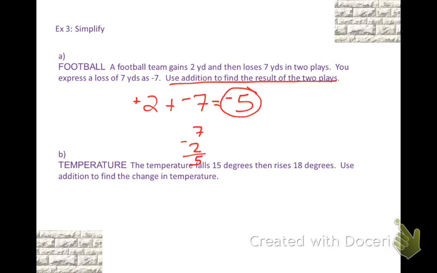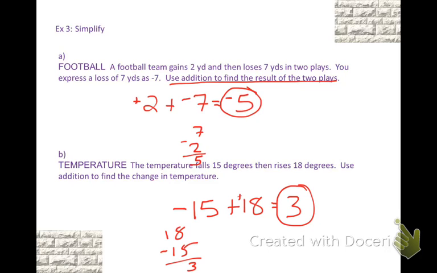Next one. The temperature falls 15 degrees. Well, that's a bad thing, so it falls is a negative. Then it rises 18 degrees. And it's a positive. Again, they're opposite signs. And what's the change in temperature altogether after that? Well, 18 minus 15 is 3. And 18 is bigger, so it's a positive number.